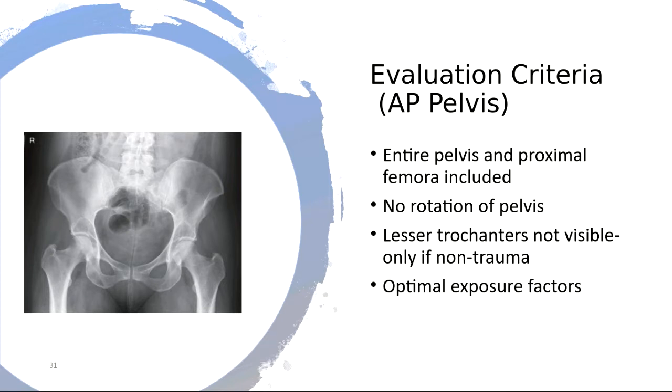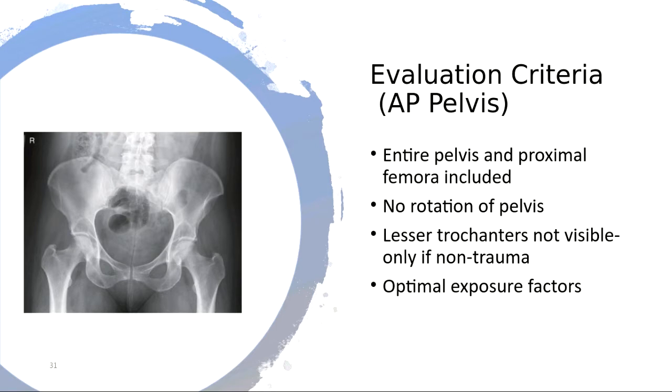When you evaluate that, you're probably going to be able to visualize the lesser trochanters, because when you're not internally rotating the legs, these are going to be more visible than they would if you were able to. But again, it's a trauma hip. Okay, so entire pelvis, you want to visualize both hips so that you can compare one to the other, or the radiologist can.